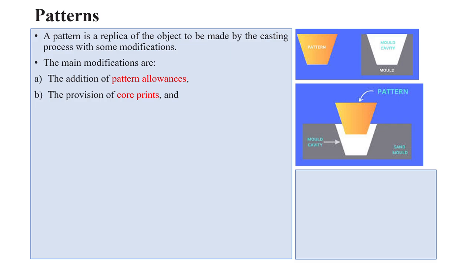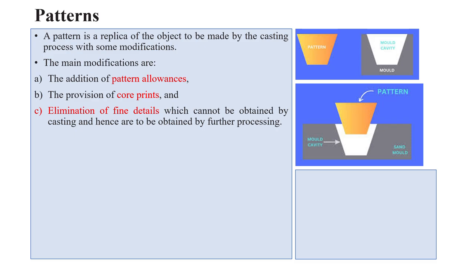The core print is a part of the pattern, but it does not reflect on your object. It also forms in your mold cavity where we require the core. The core print in the mold is generally used to guide the core so that it is properly placed in the mold cavity, and it also holds the core so that it is not displaced from its position by the metallostatic force. This core print is provided for this purpose.